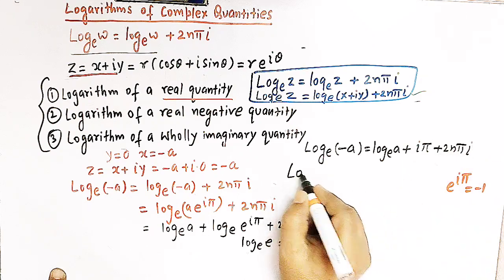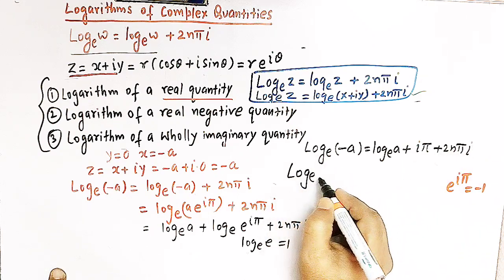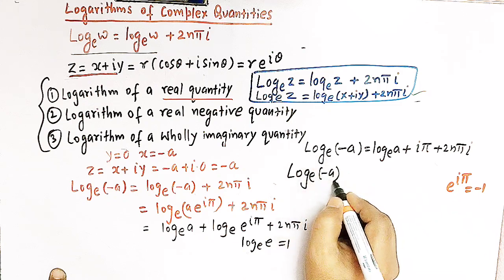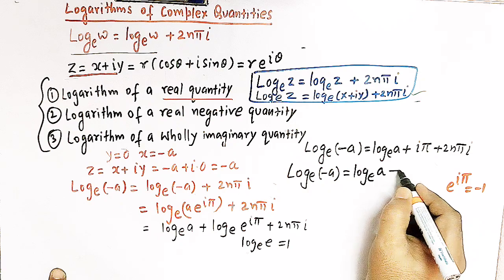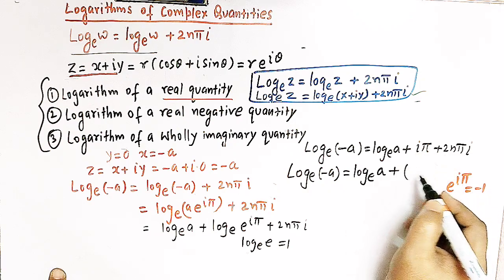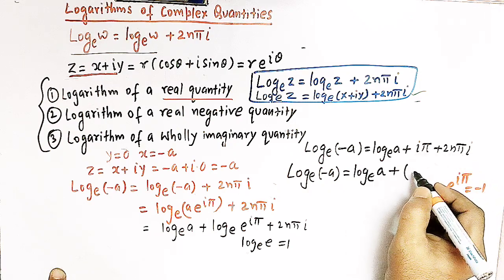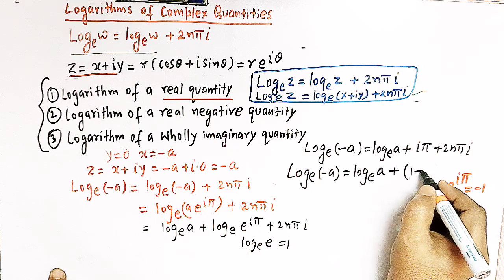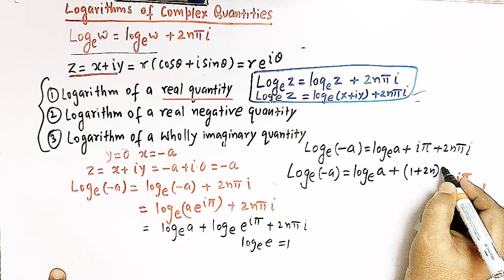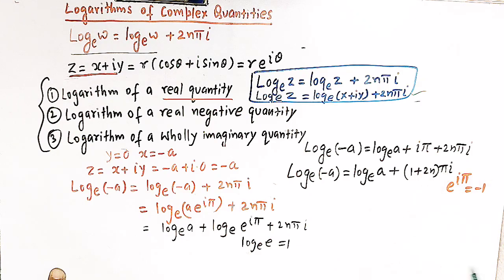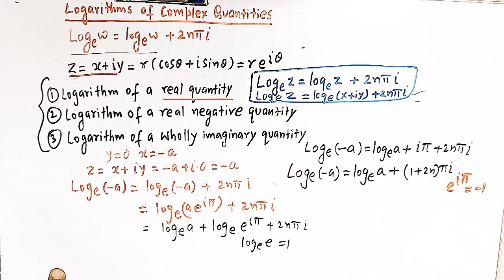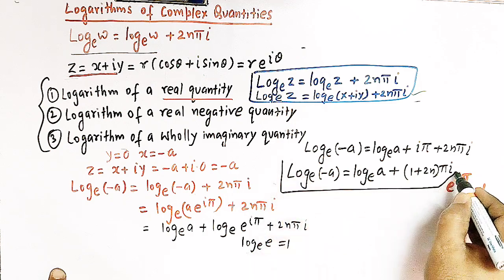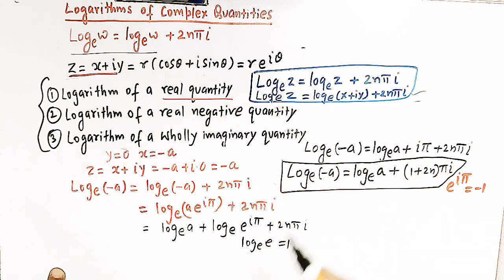So now we can write the general value of the logarithm of minus a as log of a plus, here we can take I pi common. So we have 1 plus 2n, and here we have pi I, right? And remember, n is 0 or a positive or negative integer. So here we have this important expression.